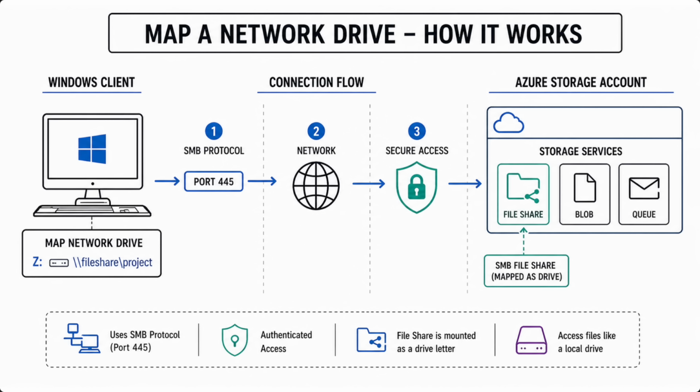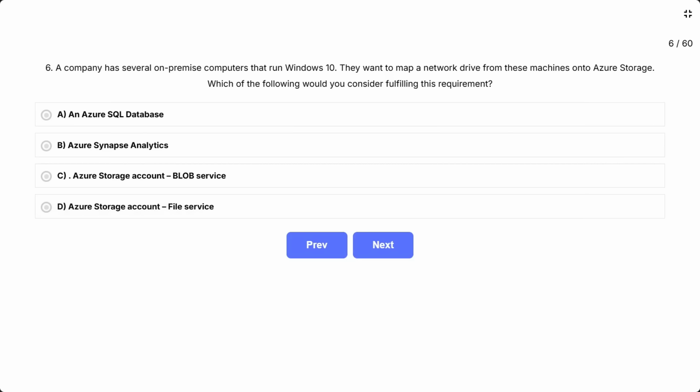The key phrase is map a network drive. This is a very specific storage feature. Only one Azure storage type supports drive mapping from Windows machines. Correct answer, D, Azure Storage Account, File Service.